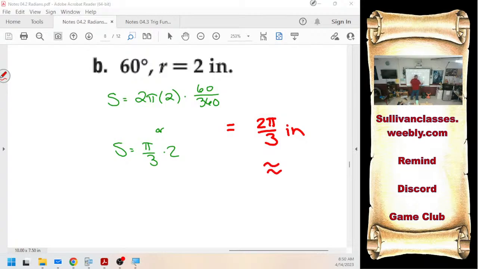So could you give me the decimal approximation for it? Yes. That's like, what's that, 2 by 0.4 something, 2 by 1.4, 1.5, so like 2.5-ish? 2.094. This is what I'm looking for. This is what most people are going to understand. Okay?